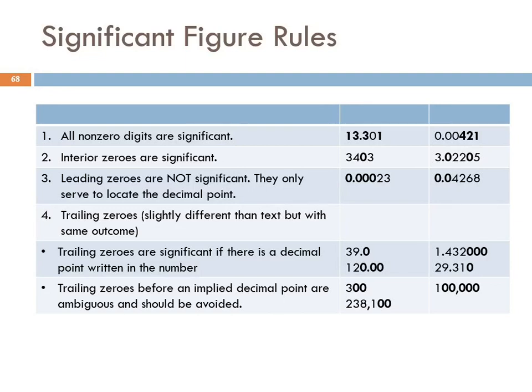Then there's zeros that come at the beginning of a number. They lead the number. Leading zeros are not significant. They only serve to locate the decimal point. So 0.00023. These zeros come at the beginning of a number. All they do is hold the decimal point. They're not really part of a measurement, and so they're not counted as significant figures. 0.04268, again, leading zeros. You're going to see these in numbers that are less than 1.